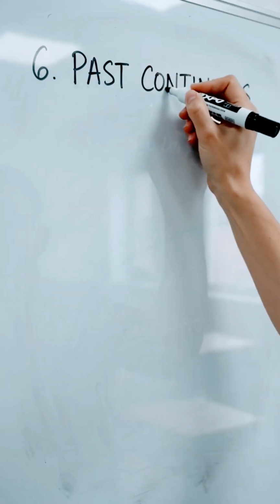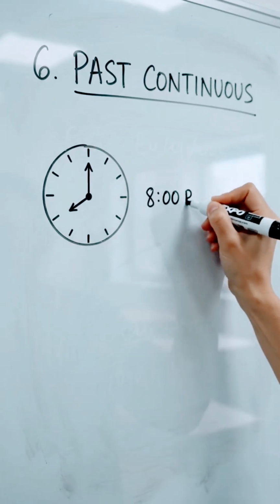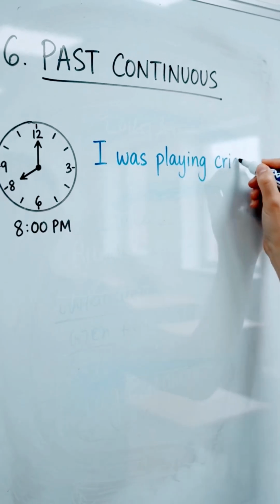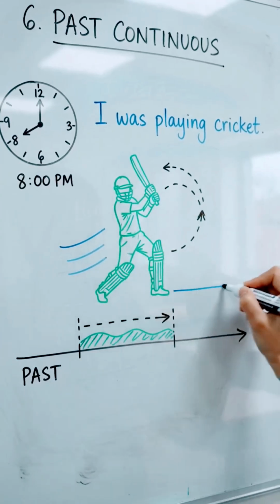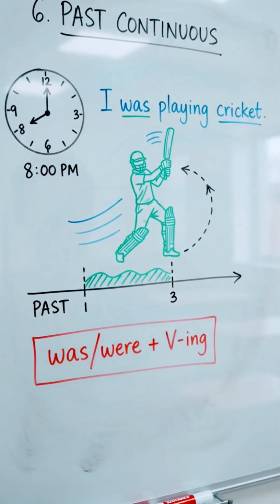Learn the past continuous. Imagine it was 8 p.m. I was playing cricket. This shows an action in progress. Use was or were plus verb-ing.